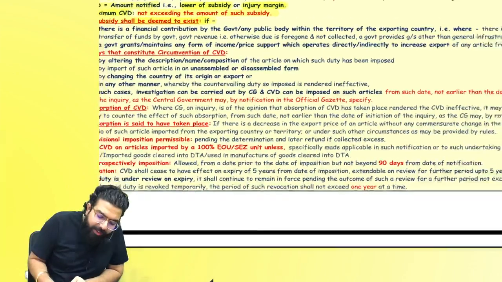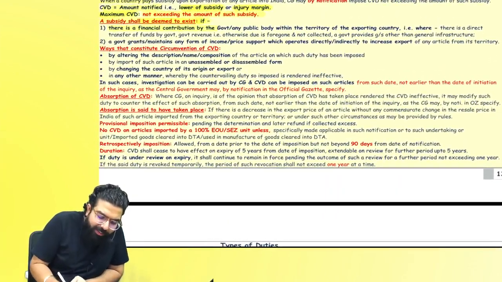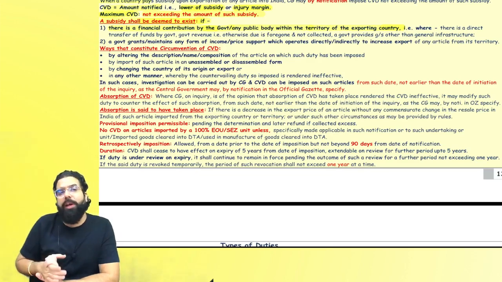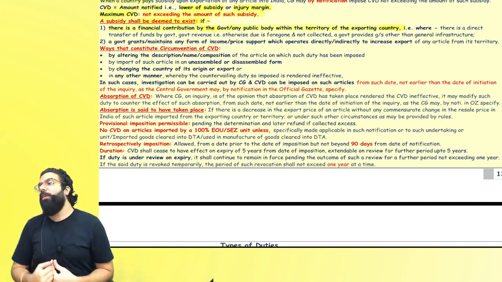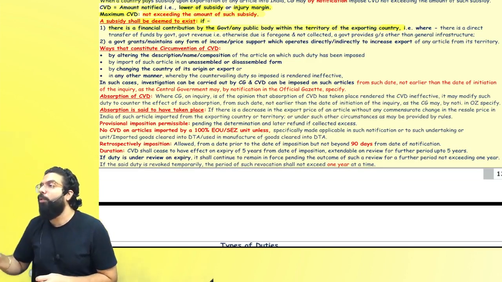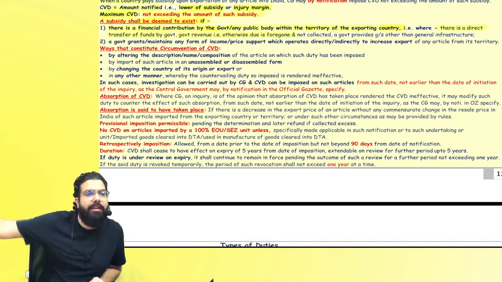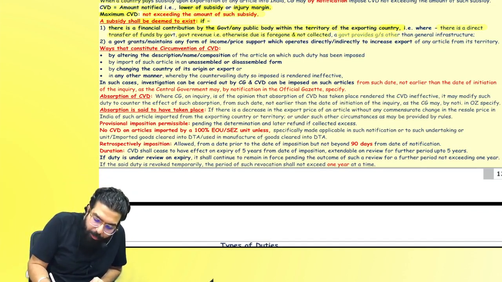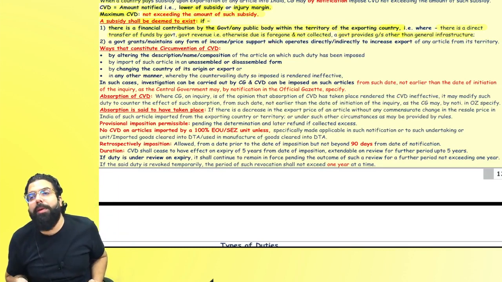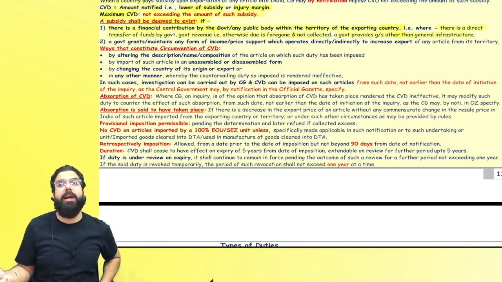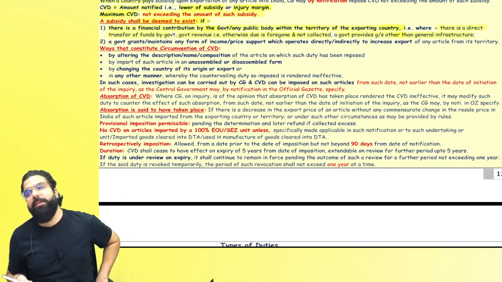When is it deemed that a subsidy is existing? There is a financial contribution by the government or any public body within the territory of the exporting country. For an example, in China one person is exporting and that person is given some financial contribution by the government. Supposing there is a direct fund transfer given by the government. Might be government revenues which the government is not collecting and leaving off, saying taxes will not be collected from you, and the government provides goods or service other than general infrastructure. It will be deemed that in this scenario the government is trying to help the person by giving him subsidy so that he exports the goods to India, and Indian government will charge CVD on subsidized article.